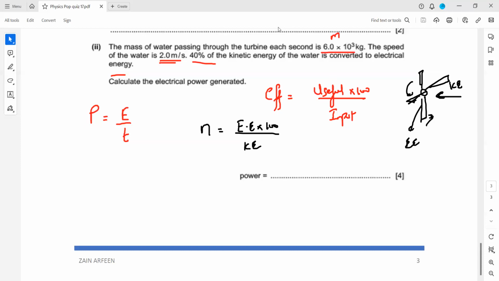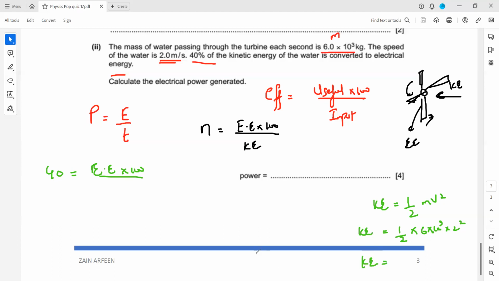Then we'll just substitute the values. As the efficiency is 40%, in place of efficiency we write 40. The electrical energy we don't know, multiplied by 100, divided by kinetic energy. How can we work out the kinetic energy? For kinetic energy, we have the formula: kinetic energy is half mv squared, or 0.5 mv². So it will be half, the mass is 6 into 10 power 3, and the speed is 2, squared. This will give us the kinetic energy.